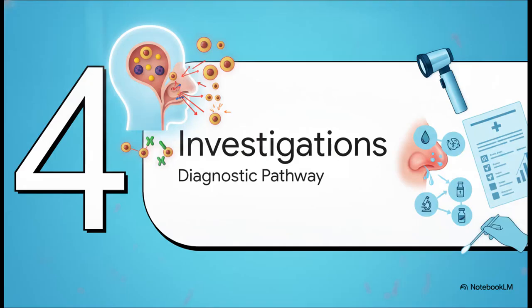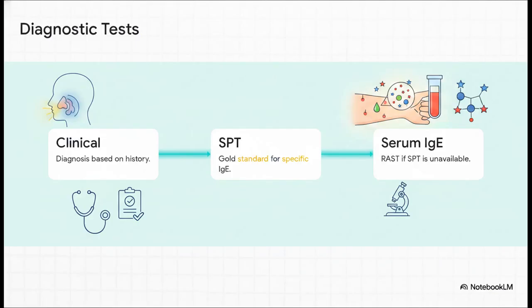Section 4, diagnostic investigations. Let's talk about gathering tactical intel. First things first, allergic rhinitis is pretty much a clinical diagnosis. It's based heavily on that history and physical exam we just walked through. But if we want to lock down the exact trigger, we escalate to the skin prick test, or SPT, which is hands down the gold standard for detecting specific IgE.